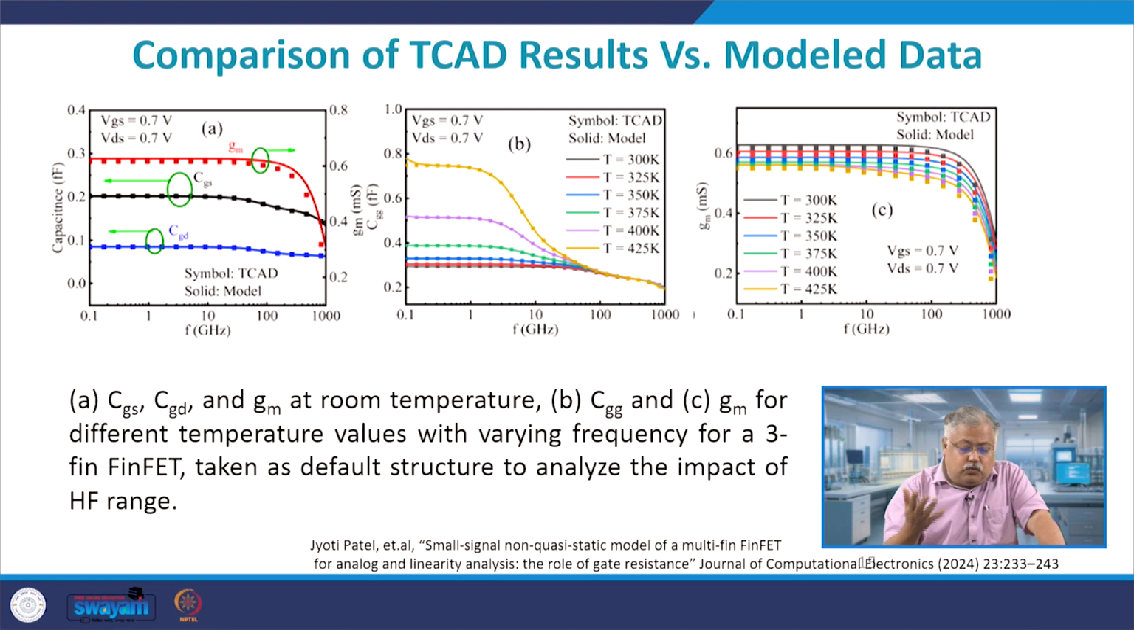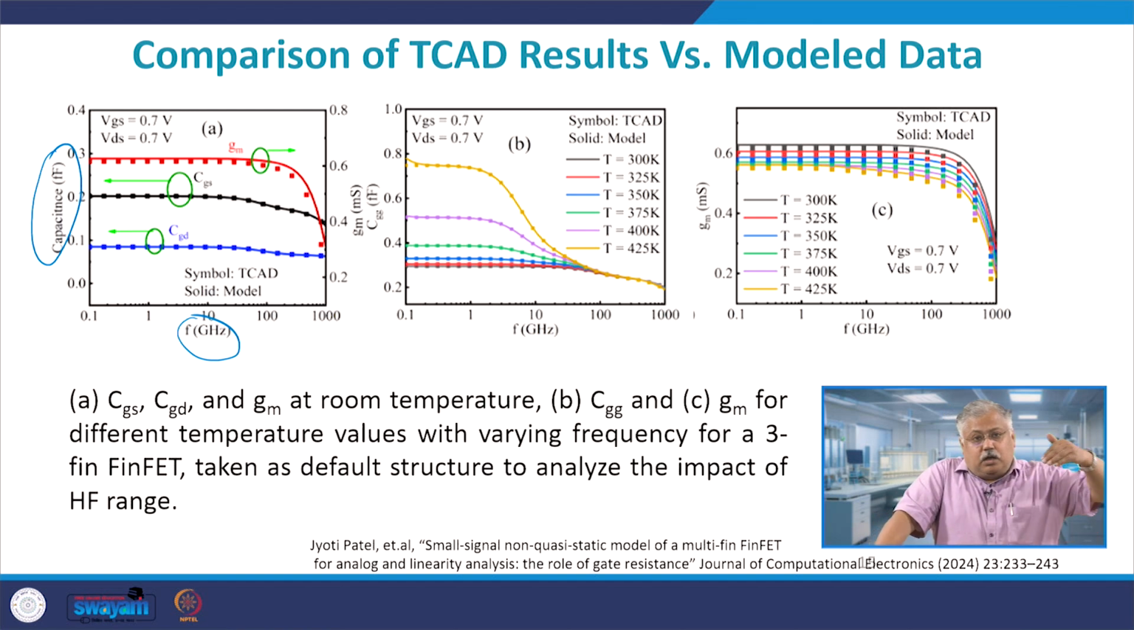What we then did was we plotted the value of capacitance, the total capacitance, with the variation of frequency, and we saw that at higher frequency there is a dip in the capacitance, expected also, because the capacitive reactance was getting reduced. And what we saw was the symbols are basically the TCAD, and the model is given by the line here for all the 3 graphs here.